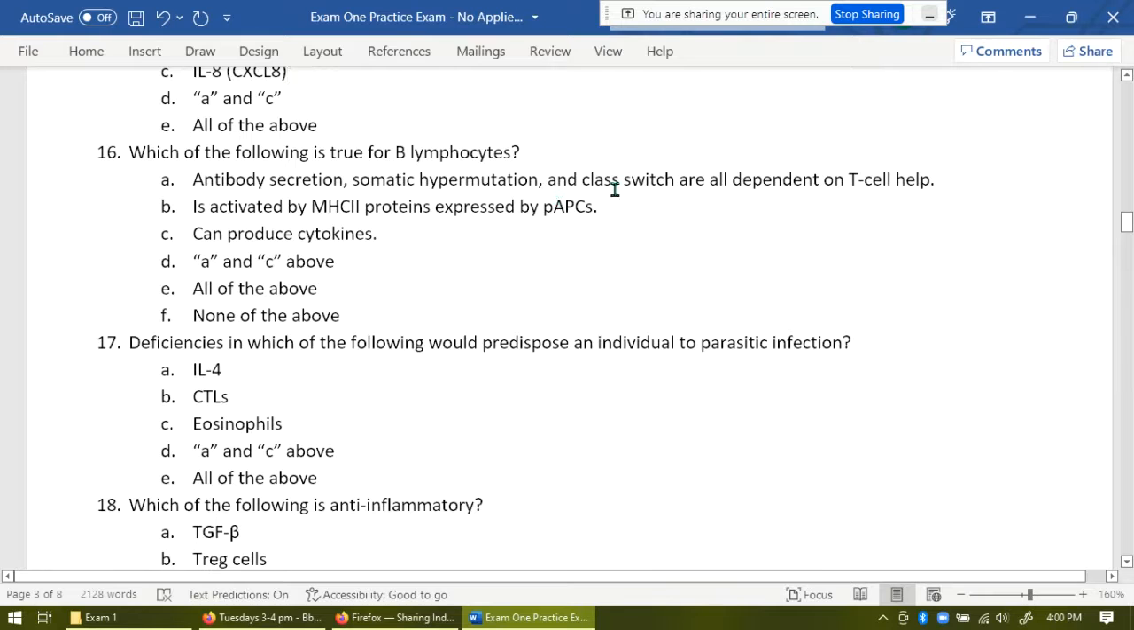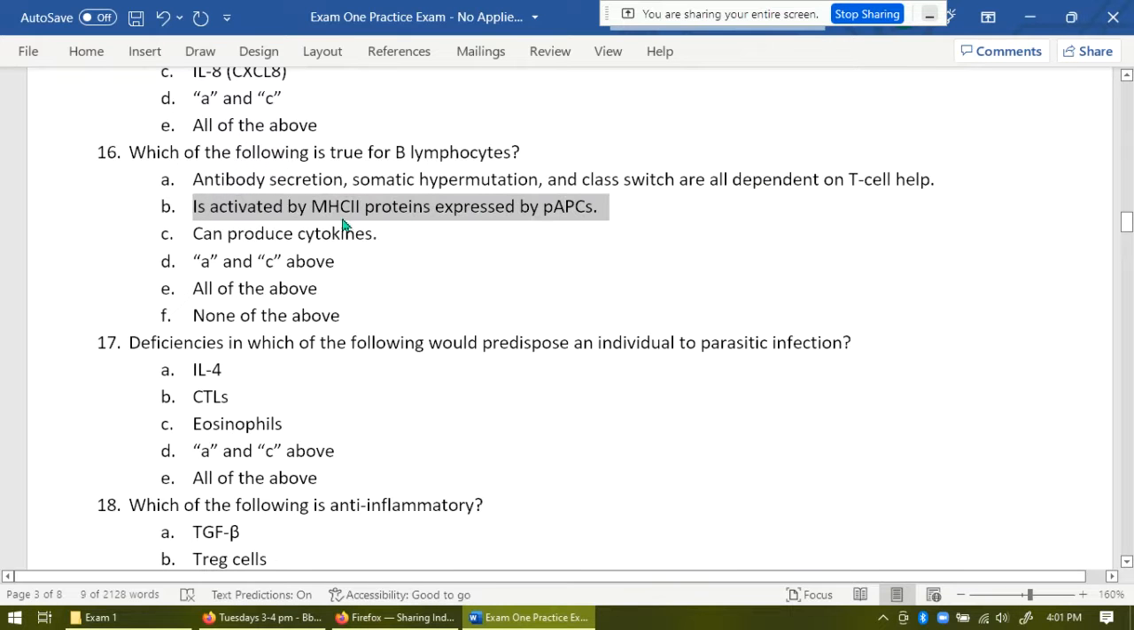Which is true for B lymphocytes? Antibody secretion, somatic hypermutation, and class switch are all dependent on T cell help. That one's false. Antibody secretion does not require T cell help for any B cell. For B2 B cells, they can make IgM without T cell help. So they can secrete IgM without T cell help. However, class switch and somatic hypermutation, those are dependent on T cell help. Okay, so if this little piece wasn't there, this one would be true.